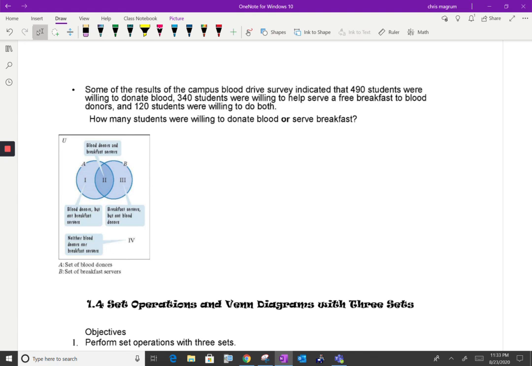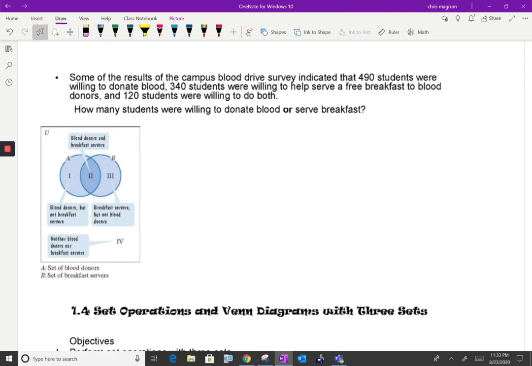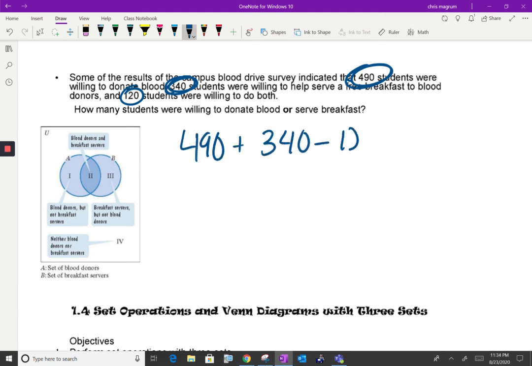So first, if we just think what was on the bottom of that previous page, it says we take the stuff in group A plus the stuff in group B, and then subtract what they have in common, 120 that are willing to do both. So you just simply take your 490 plus 340 minus 120 that are doing both, and that should be 710 if my notes from previous years are correct. Okay, really that's it. But I do want to show you this very quickly.